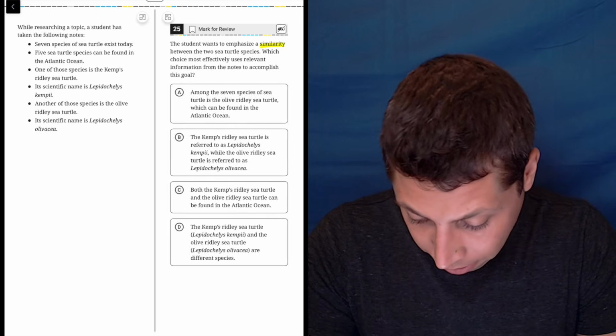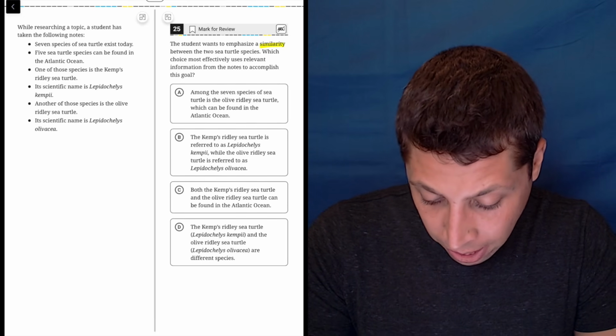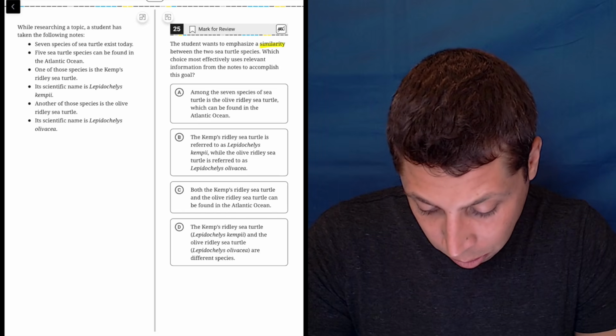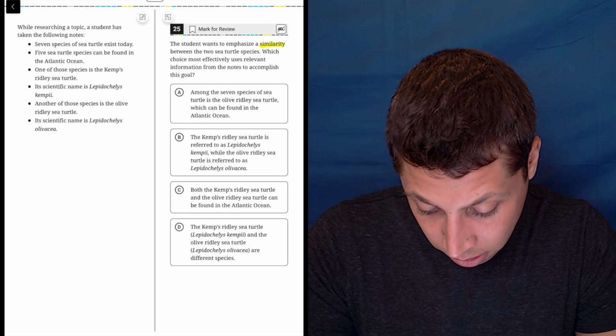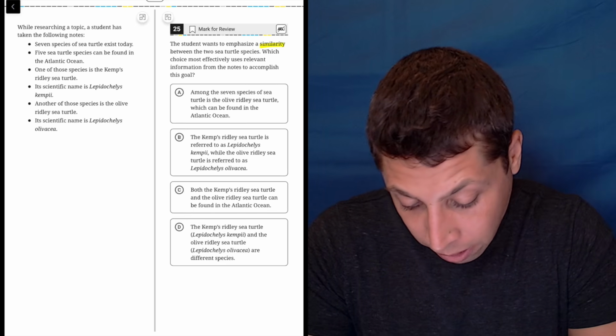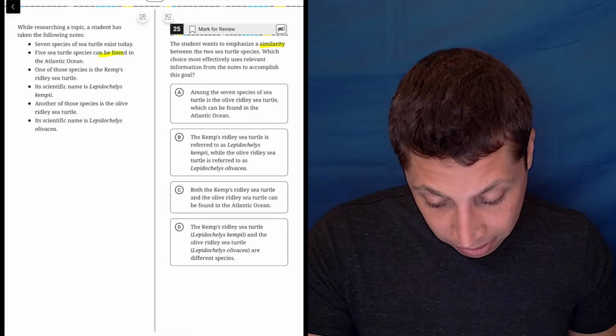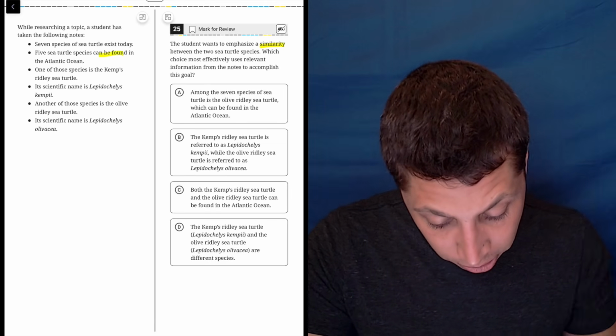Okay, similarity. 7 species of sea turtle exist today. 5 sea turtle species. Okay, one of those species, and scientific name is this. Another of those species is the olive. It's signed. Okay, so probably it's where they can be found. That's the only thing that seems to talk about multiple species at once. Among the 7 species of sea turtle is the olive ridley sea turtle, which can be found.